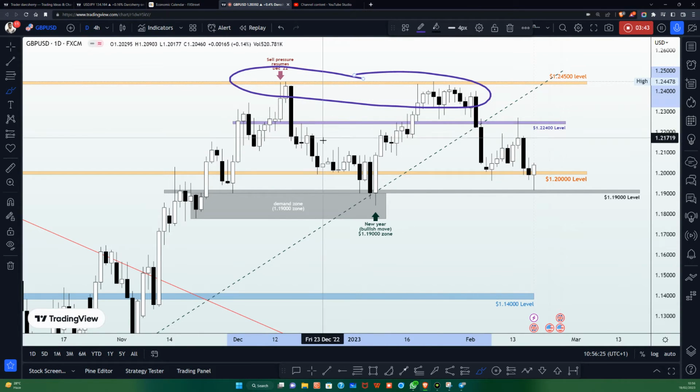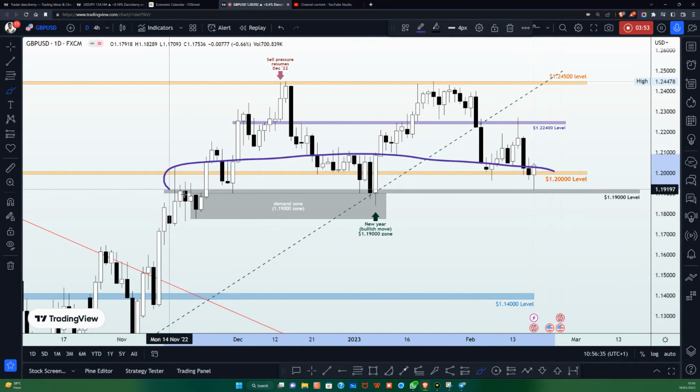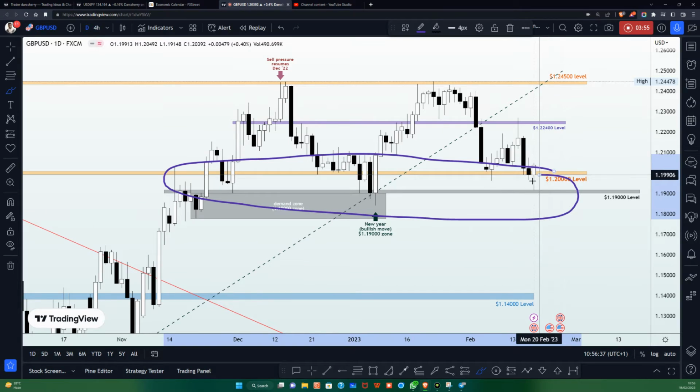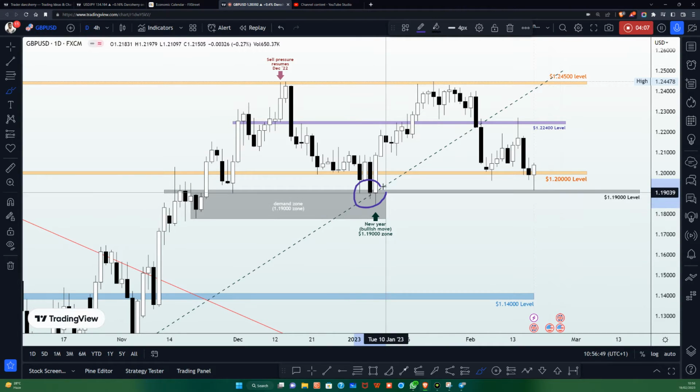1.24500 level. This is the resistance point for the channel. And then we have the support level for this channel sitting between the 1.200 level here and the 1.1900 area. Another thing I would like to call our attention to here is the fact that price is back into that zone where it started the new year. Remember, price action started in the new year around the 1.190 level.